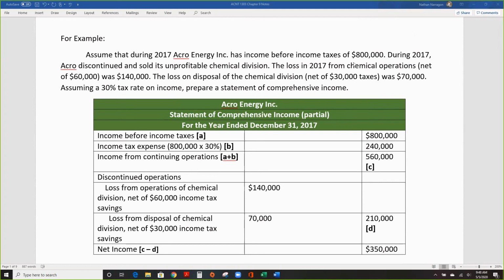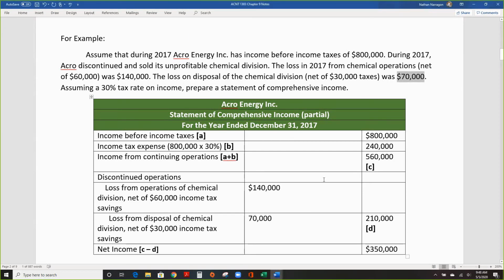Assuming a 30% tax rate on income, prepare a statement of comprehensive income. Now, when it's talking about these net of $60,000, $30,000, basically they went ahead and took taxes out already for you on those two items. So this was originally like $200K, and this was $100K. But when the problem already gives you that net, all we're going to do is take the numbers that they're going to give us.